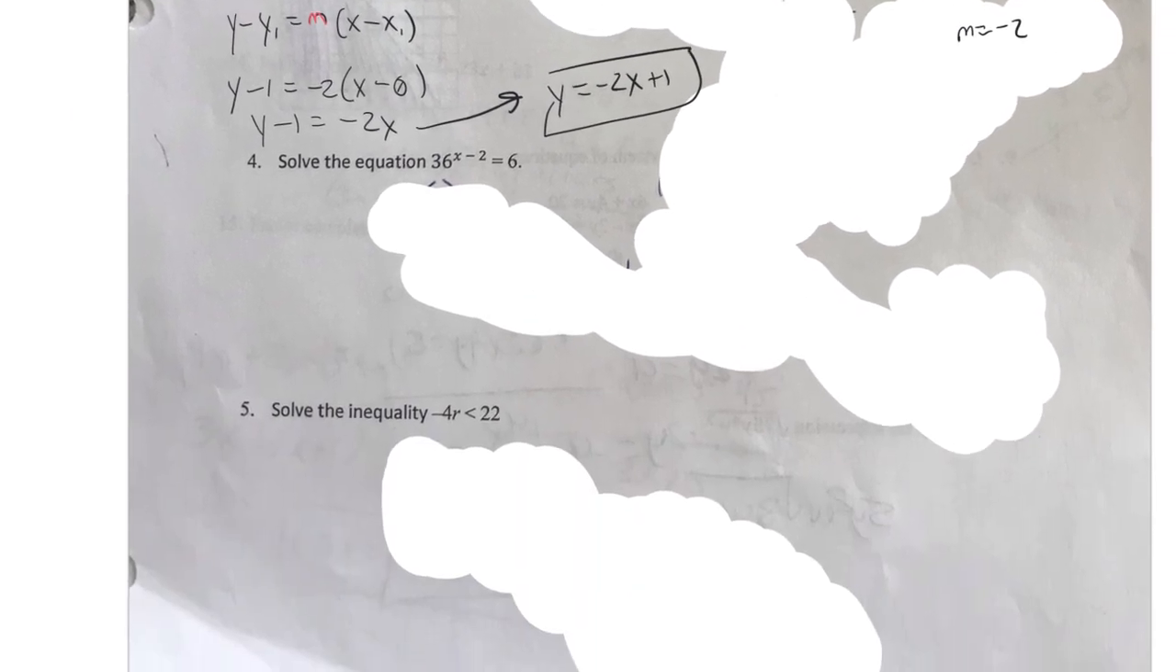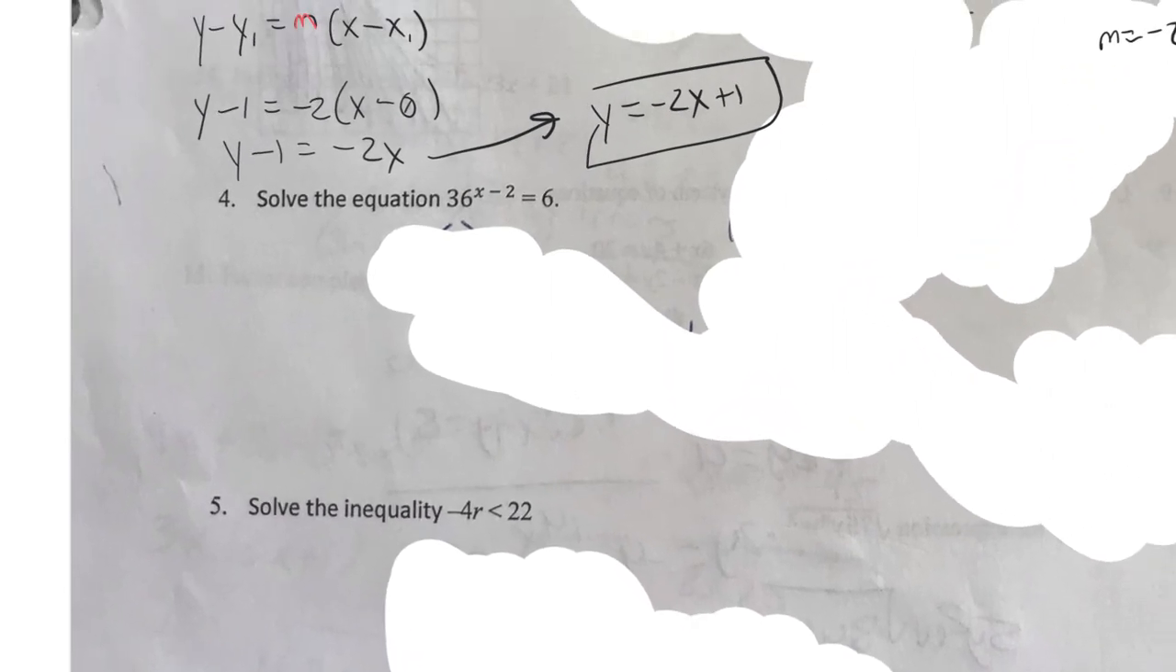Looking at problem number 4, solve the equation. All right, so the trick with these is you're going to want to get the base that's sort of under the exponent to match the base over here. Now, 6 is sort of underneath an exponent. If you think about it, there's an invisible 1 up there. And therefore, you can think of 6 as a base because it's underneath the exponent. 36 happens to be the base here.